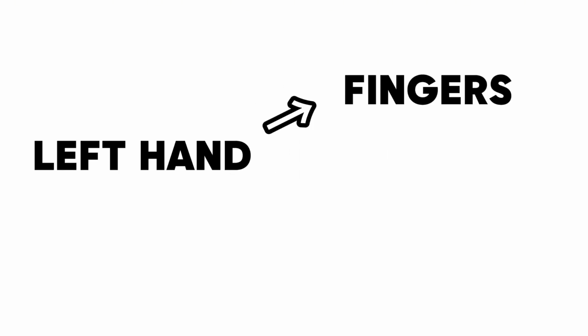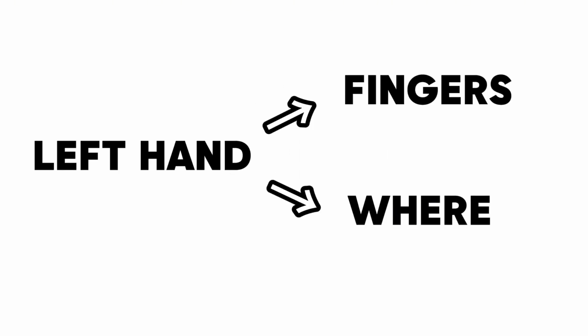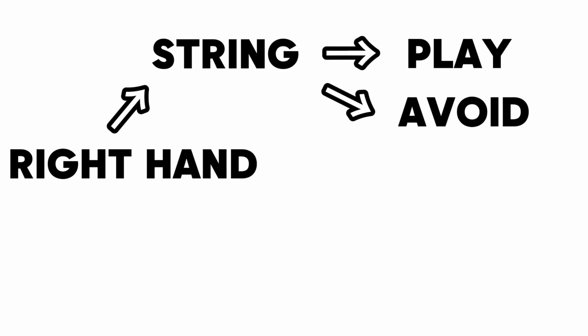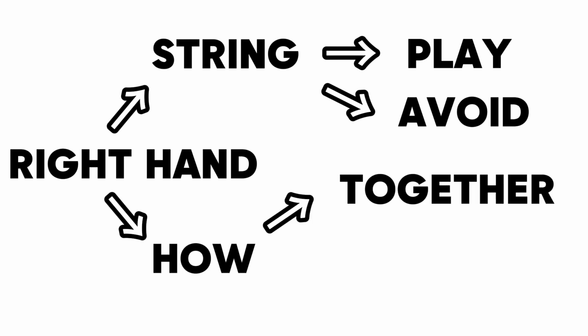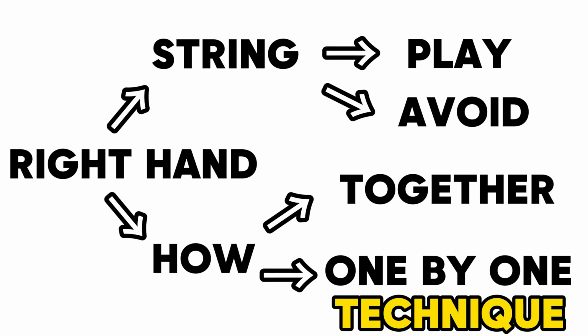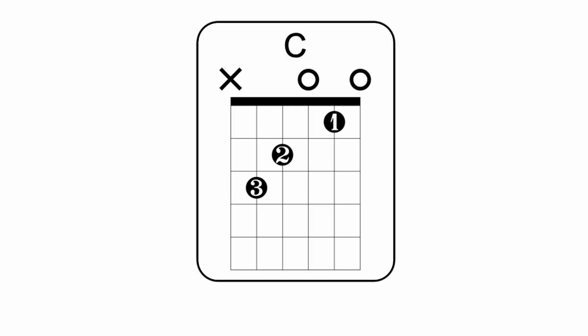The left hand can be broken down even further: which fingers to use, where to place them, and how to position them. The right hand tells you which strings to play, which strings to avoid, and how to play them. Do you strum them all together, or do you pick them one by one, and what technique should you use? Of course, if you're playing a left-handed guitar, just swap left and right throughout this explanation. Now that we've broken everything down, let's go back to the chord diagram and go through it in that order.